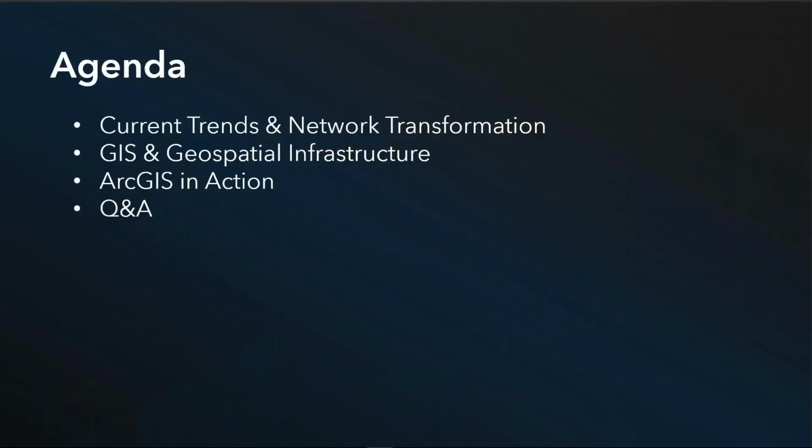As far as the agenda today, we'll be talking first about current trends and network transformation. What's it all about? Why is it important? And why is it that you need GIS and spatial infrastructure to support it? And what is GIS and geospatial infrastructure? We'll be covering that in detail. Then we'll be looking at ArcGIS in action. ArcGIS is a GIS platform that Esri has built over the years, and we'll show you specific applications of how the ArcGIS platform can support the network transformation. Then we'll go through the Q&A.